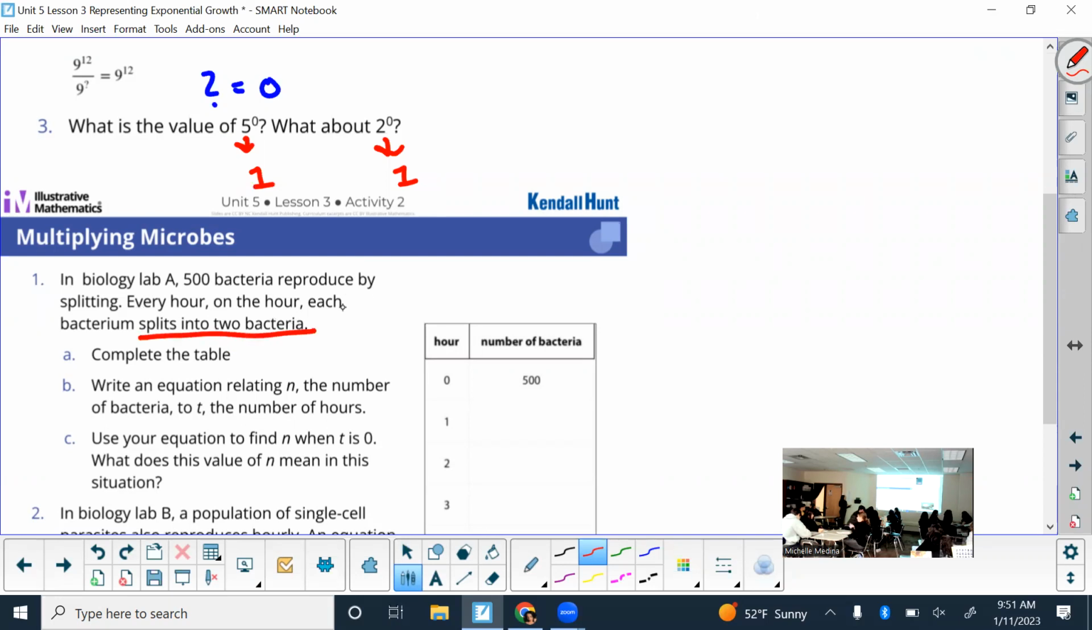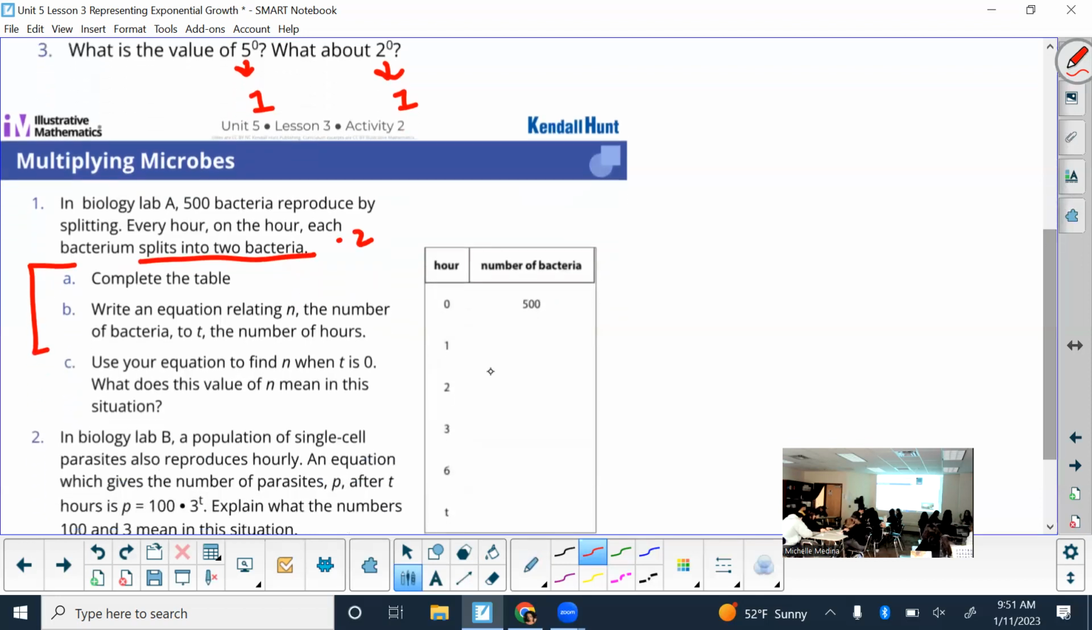So if it splits into 2 bacteria, whatever value I have, I'm going to times by 2 to get the next one. Or you could come up with another way that might be easier, instead of timesing 2 each time to get to the next one. So do that within your tables, complete the table that's on your paper. And try to come up with the last one too, even though it says T hours. That just means give me an expression that will help me find any value of T. So hopefully you see the pattern. All right, I'll give you 2 minutes to start out with.